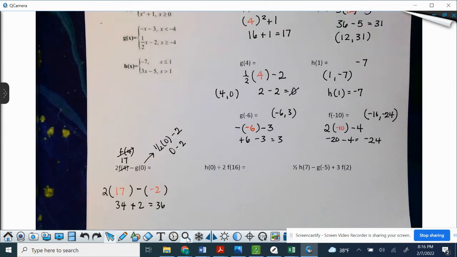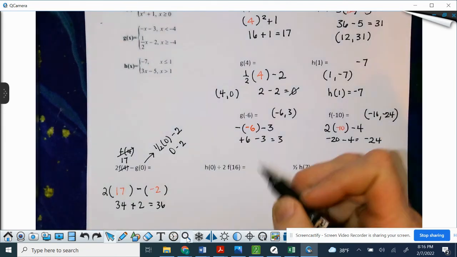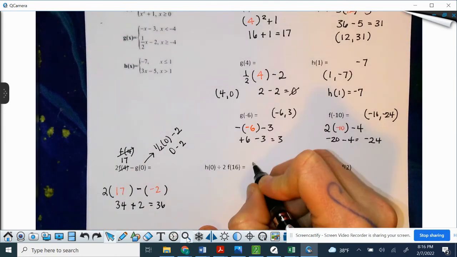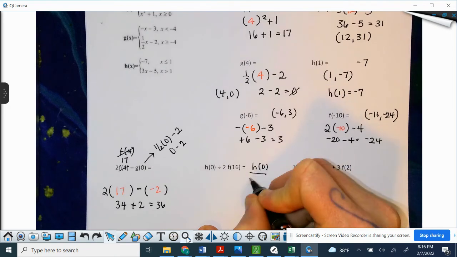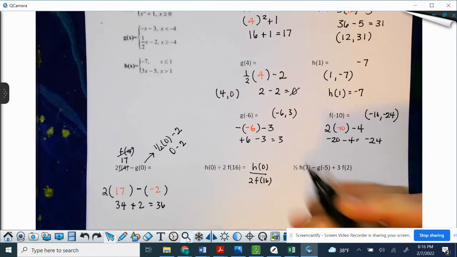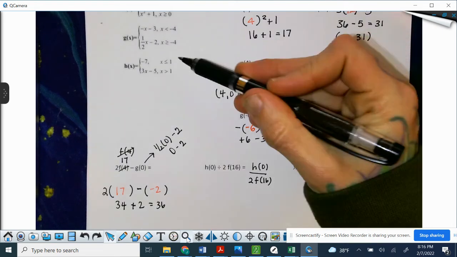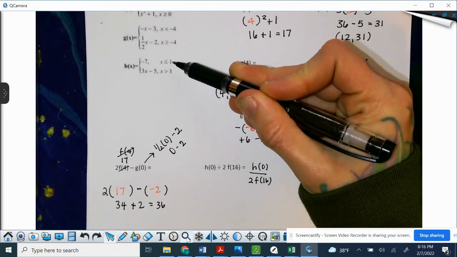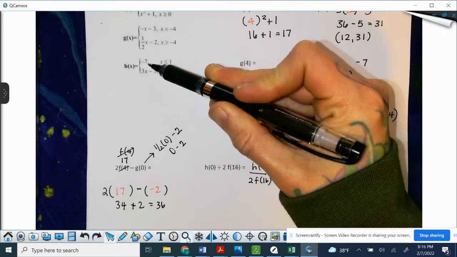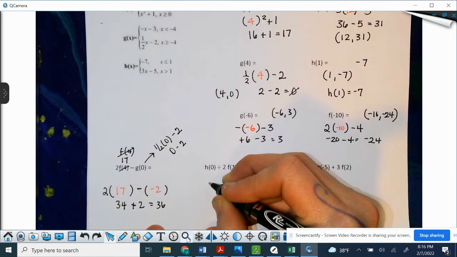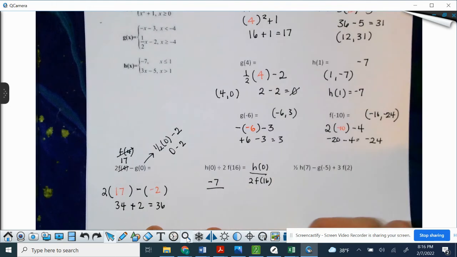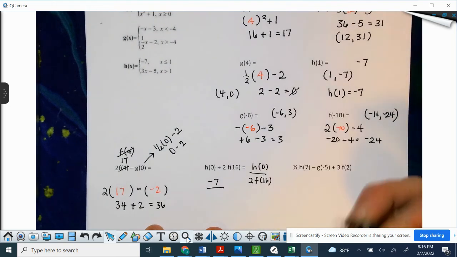All right, so the next one, again, pause it whenever you want. This could also be written h of 0 divided by 2f of 16. So h of 0, we're going to go up here to Hilda. Is 0 less than or equal to 1 or greater than 1? 0 is less than or equal to 1, so we know the output is negative 7. So the top of that fraction is negative 7. And then we need to do 2 times f of 16.